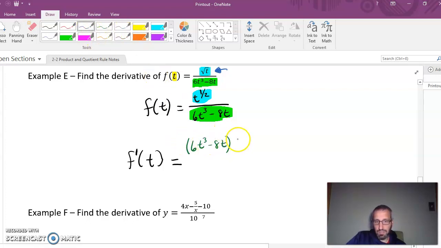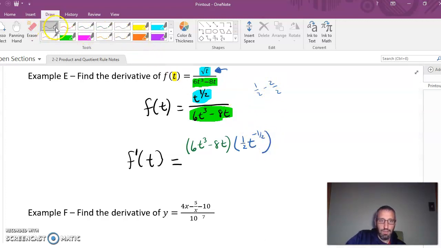D high becomes a little bit easier now that it's t to the 1/2. So 1/2 times 1 out front is 1/2. T to the 1/2 minus 1, or 1/2 minus 2/2 is what? Negative 1/2 power. So low d high minus high, t to the 1/2 power.